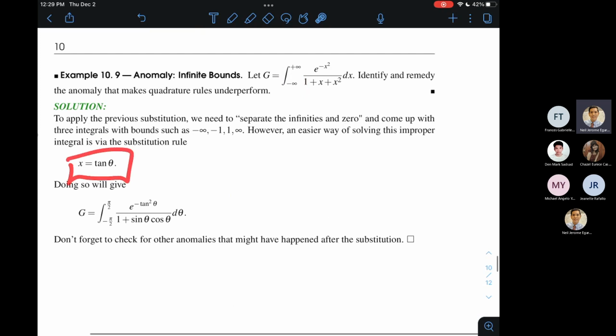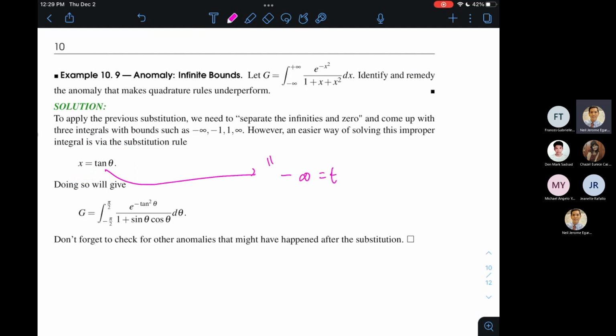So you can let x be equal to tangent theta. All right. When x is equal to tangent theta, then magkakaroon tayo ng negative infinity equals tangent theta, right? So ano dapat yung value ni theta to get a tangent that is very close, a number that is approaching negative infinity? Remember, ito ay sine theta over cosine theta. So gusto natin yung cosine theta ay mag-approach ng 0, okay? And that will happen at negative pi over 2. Kaya yung negative infinity after the substitution became negative pi over 2.